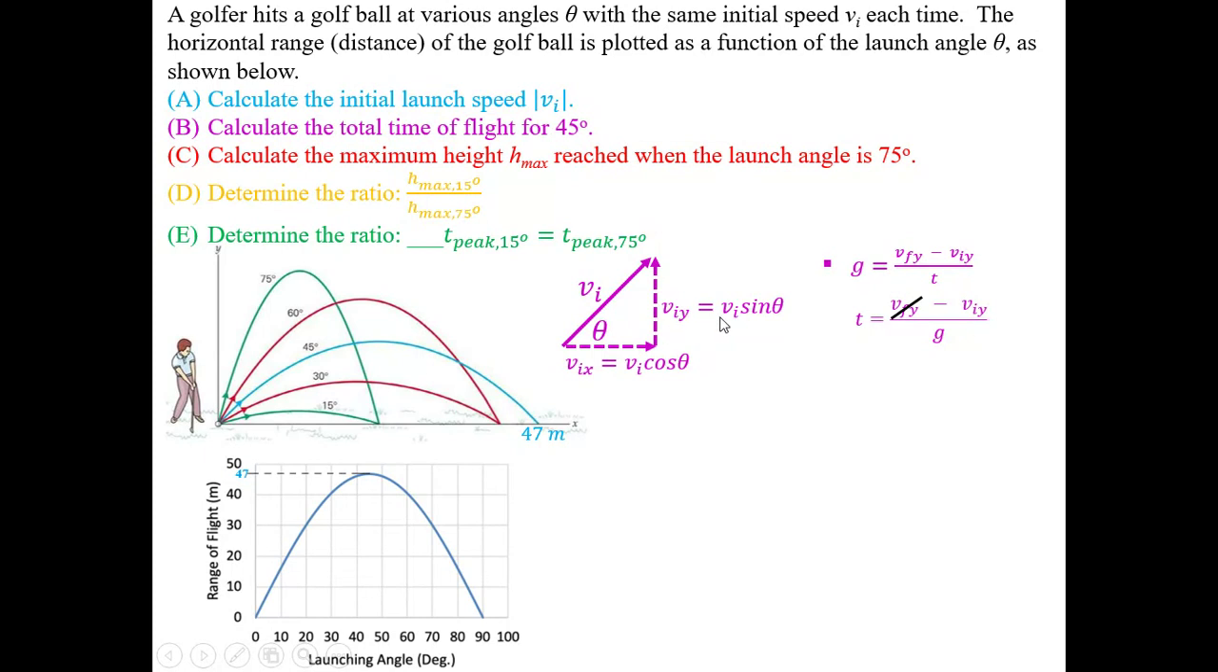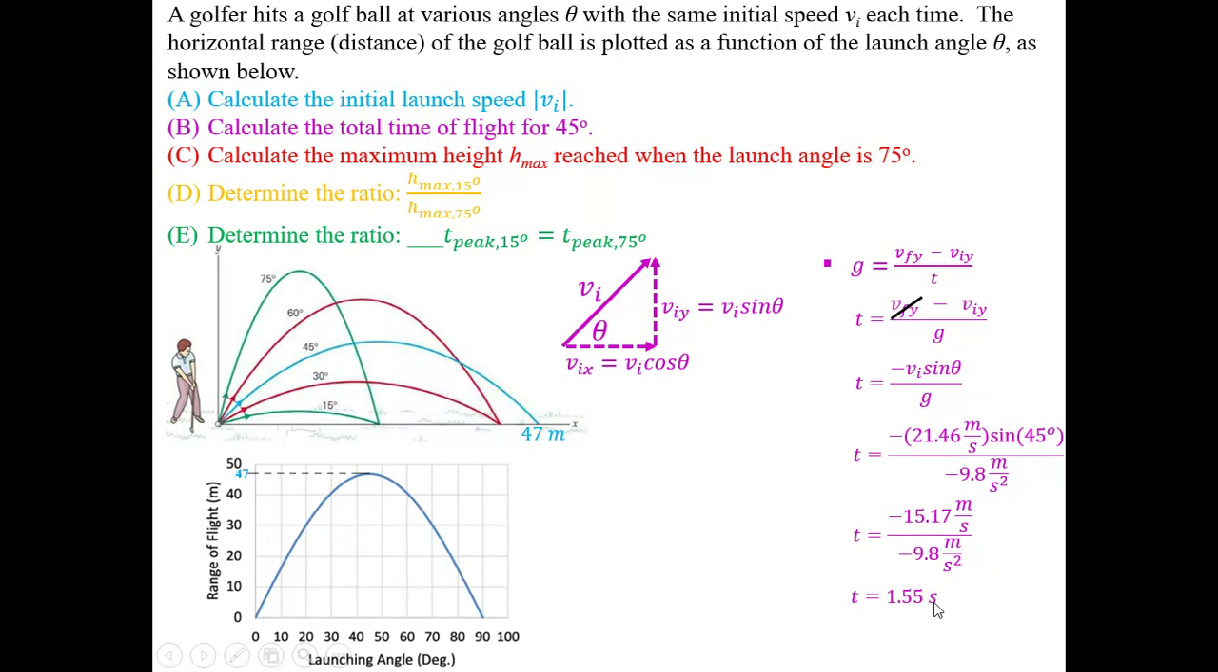VIY can be expressed as VI sine theta, so instead of VIY, I can substitute it out. Okay, so VIY is just now VI sine theta. I know VI is 21.46. I know the angle, which is 45 degrees. And then I know G, which is negative 9.8. So I'm just going to plug and chug. Once you do all this in your calculator, the numerator simplifies down to negative 15.17. The denominator is just G, which is negative 9.8. The negative sign cancels out, so it leaves you with a time of 1.55.